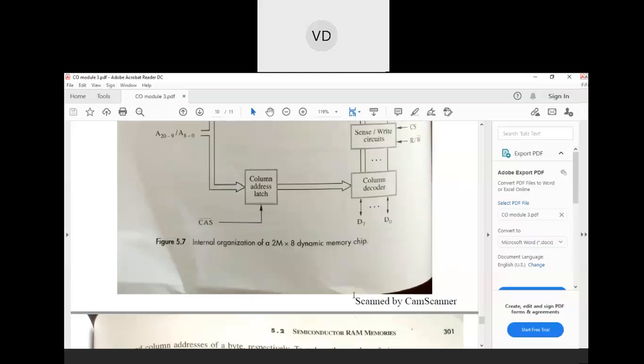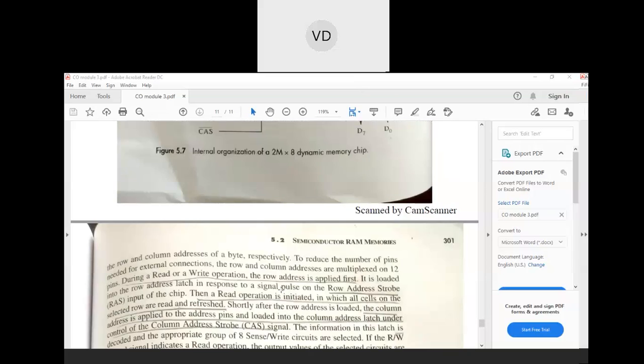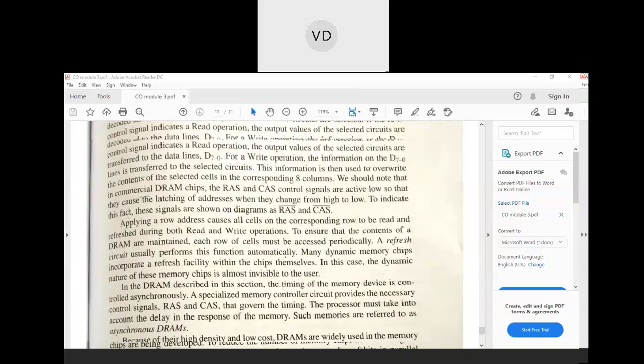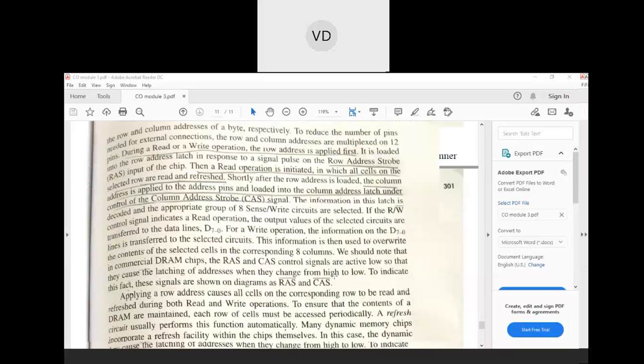In the next class we'll be studying asynchronous DRAMs. Is there any doubt till here? We have completed the dynamic RAM cell organization and also its block diagram. Asynchronous we will be studying tomorrow.